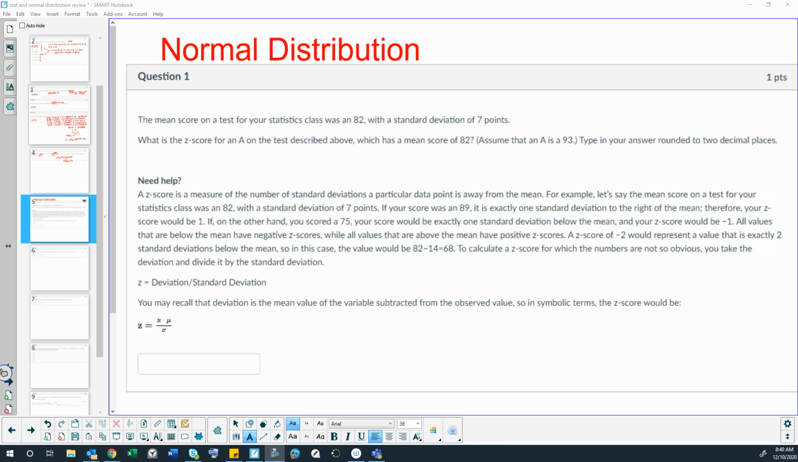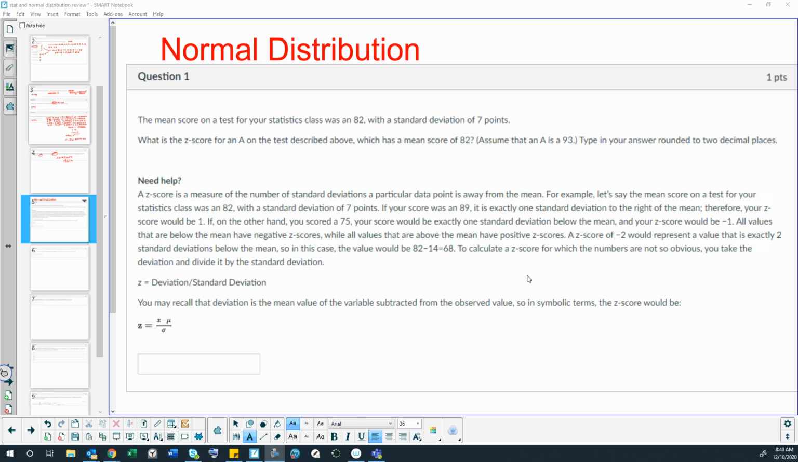I'm going through the questions for normal distribution for the Canvas review assignment. The mean score on a test for your statistics class was an 82 with a standard deviation of 7 points. What is the z-score for an A on the test described above, which has a mean score of 82? Assume that an A is 93. Type in your answer rounded to 2 decimal places.